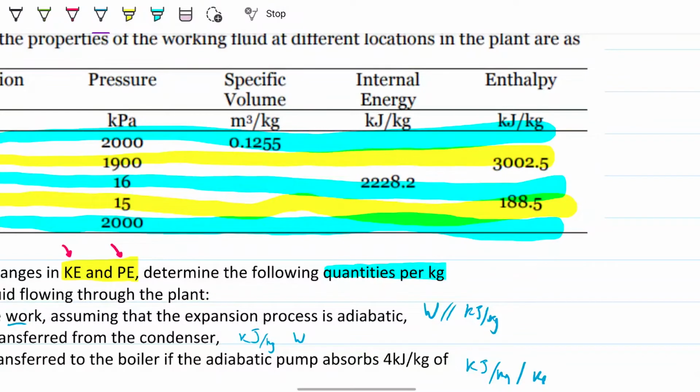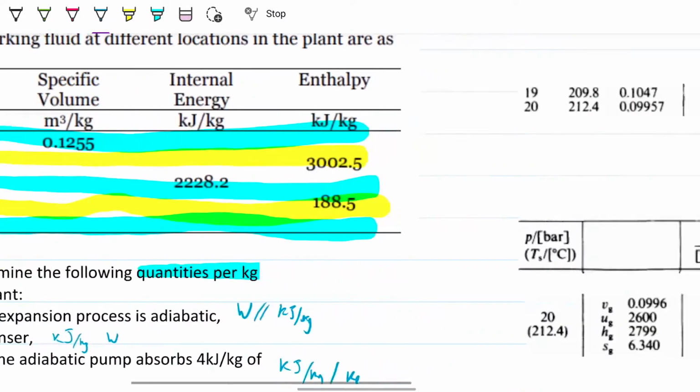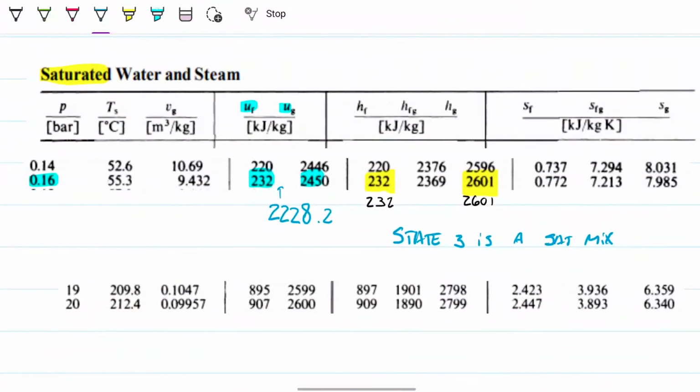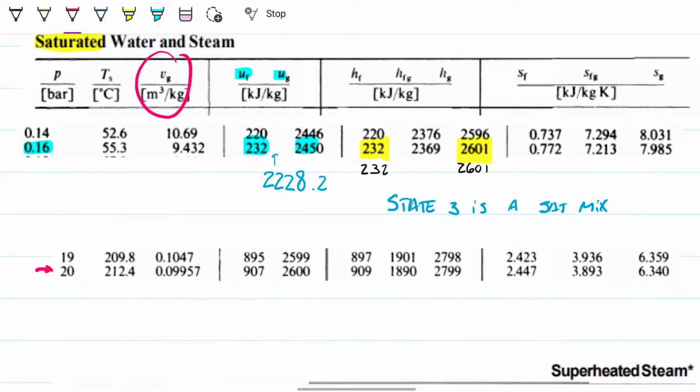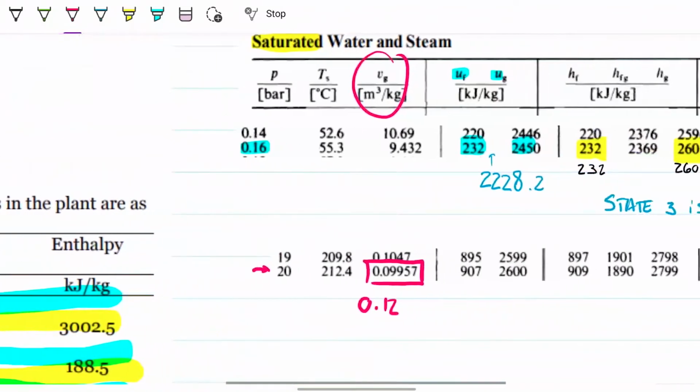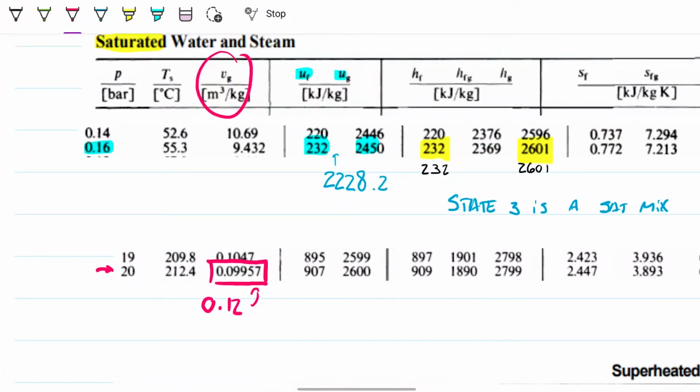Pressure of 2,000 kilopascals, so 2 megapascals, and specific volume of 0.1255. So here you go, saturated water. I'm looking at 20 bar, same thing as 2,000 kilopascals. I'm looking at the specific volume and wondering whether this number is greater or smaller than the saturated value here, and it's greater. If it's greater, this means that state 1 is a superheated state. So therefore, that's no good.